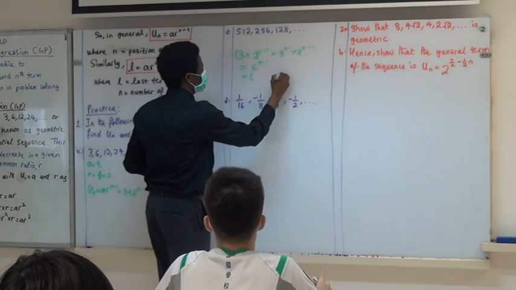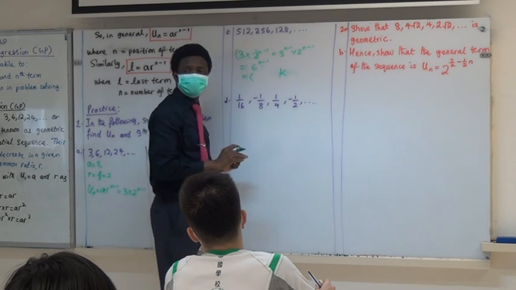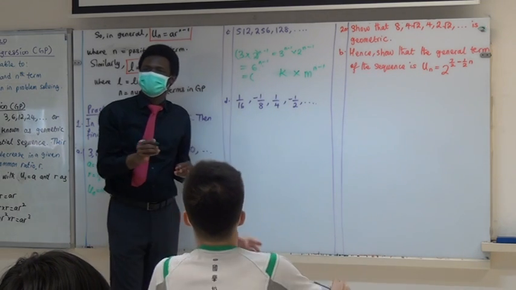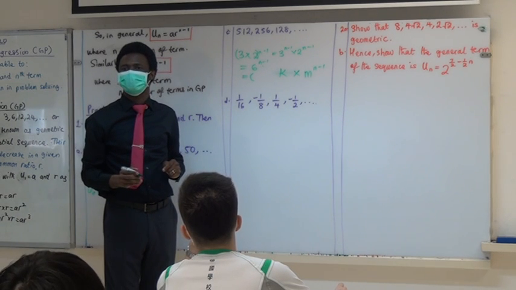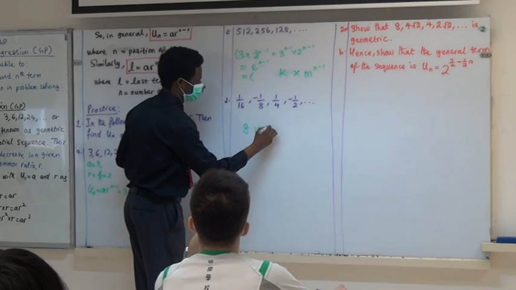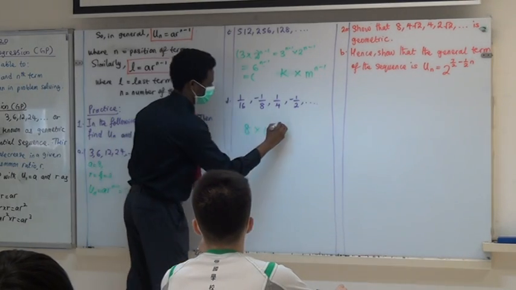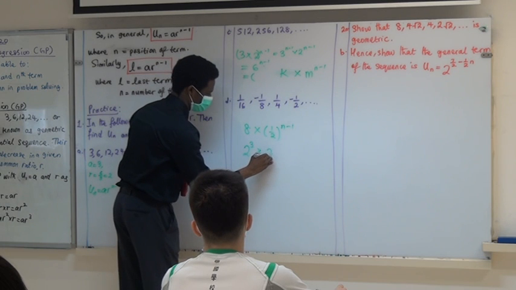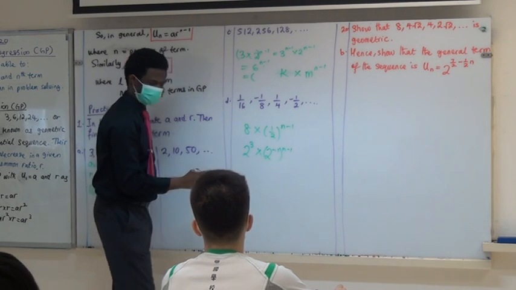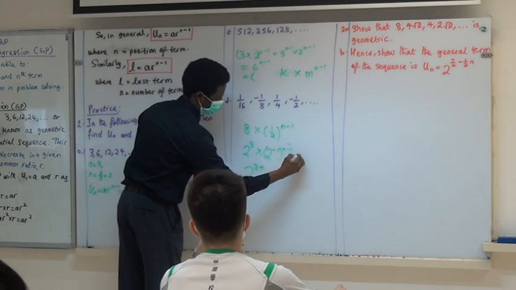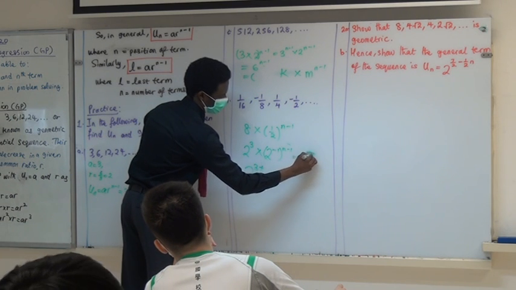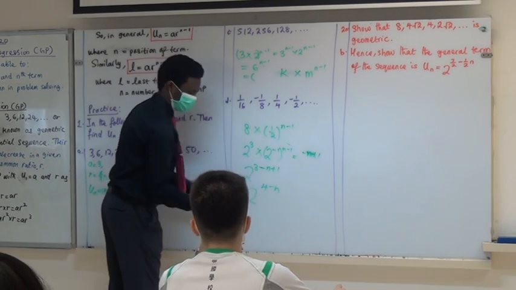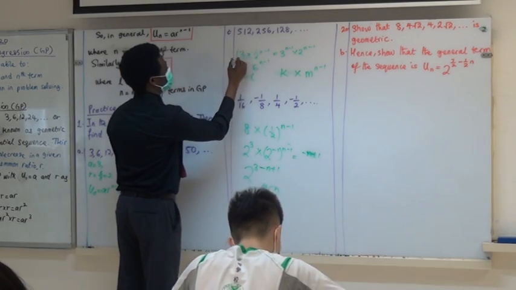However, if you have maybe K, any number, times some m to the power n minus 1, and these numbers can be changed to the same base, then you can proceed. For example, you have 8 times, maybe the common ratio is 1 over 2, to the power n minus 1. Then you can proceed. So this will be 2 cubed, while this is 2 to the negative 1, to the power n minus 1, which will be 2 cubed times 2 to the power minus n plus 1. Then you can have 2 to the power 4 minus n. Then you can simplify. But there is no way you could simplify this, so you stop there.